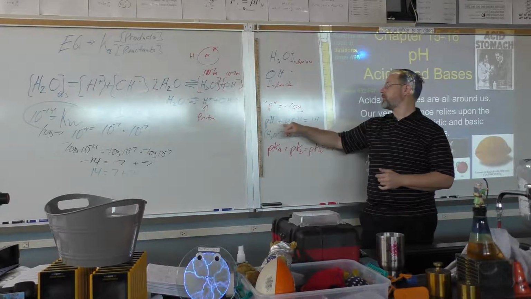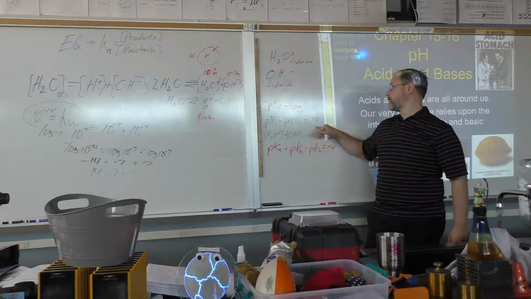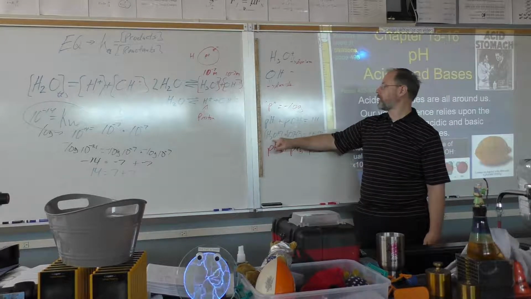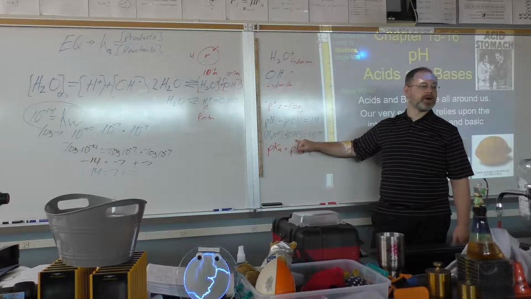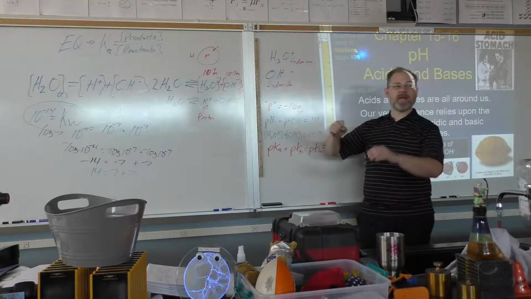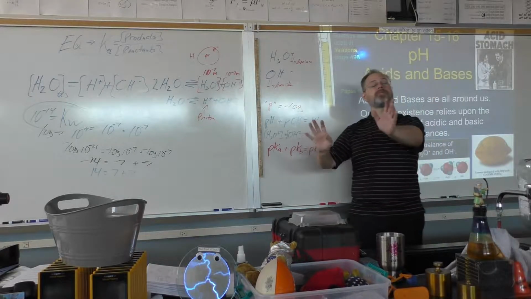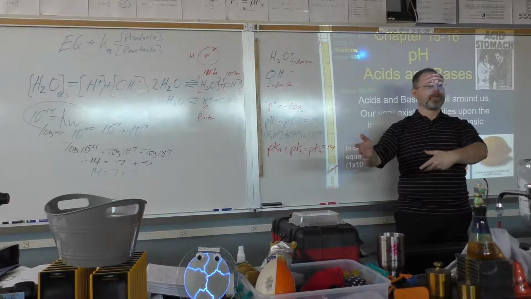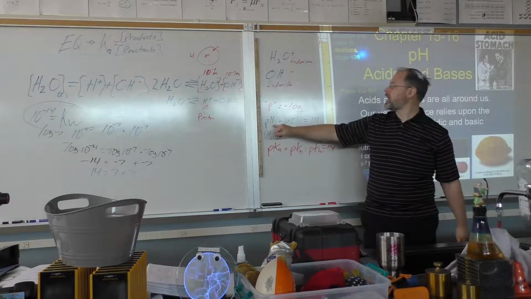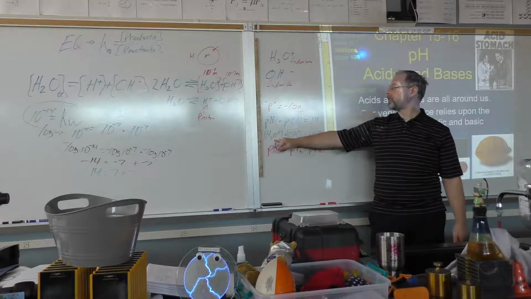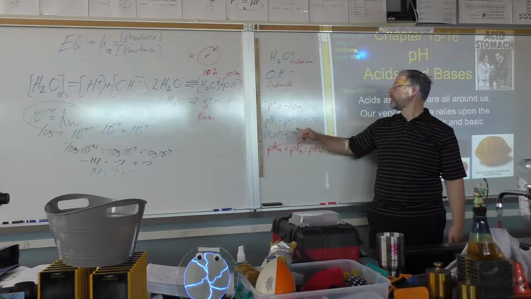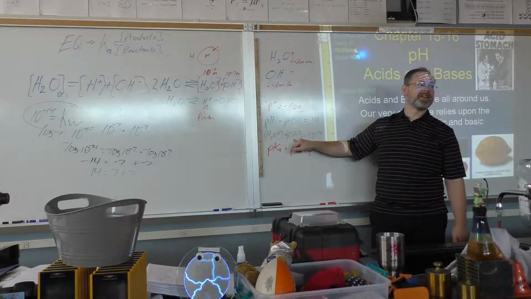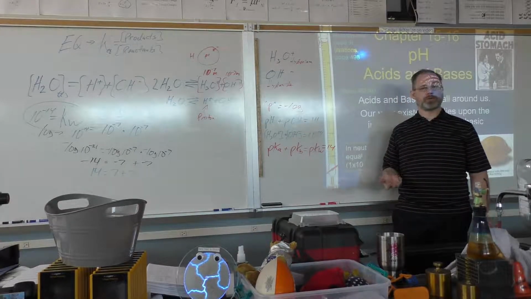If our pH is 7, our pOH is 7, because the two have to equal 14. That means there's exactly the same concentration of hydronium as there is hydroxide. If you have a pH of 6, what is bigger, 10 to the negative 6 or 10 to the negative 8? 10 to the negative 6 is bigger. If you have a pH of 6, that means the concentration is 10 to the negative 6, and pOH is 8, that means the concentration of hydroxide is 10 to the negative 8, and you have an acidic solution.